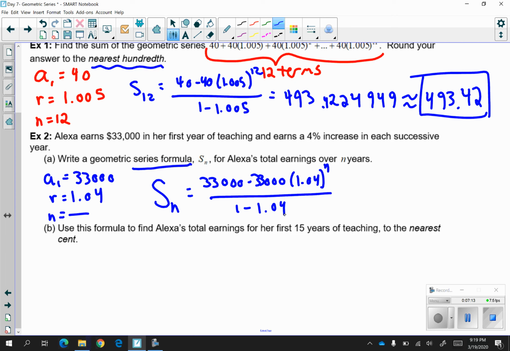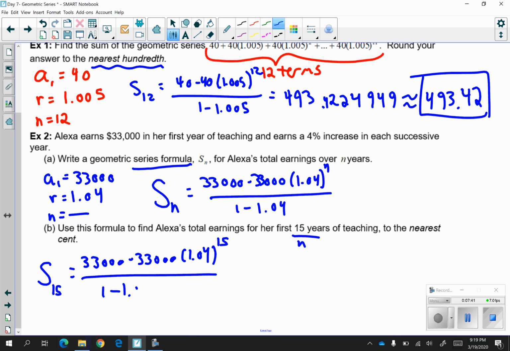And you're done. That's the basic formula. Now, using that formula, you can find how much she earned the first 15 years of teaching. So that's your n value, right? So we're going to plug it in, the sum of her first 15 years, to the 15th power. Put that in your calculator and round it to the nearest cent, that is 2 decimal places, the nearest hundredth.